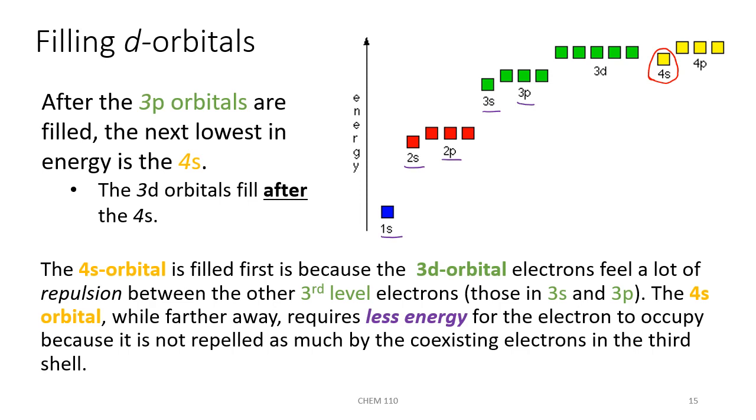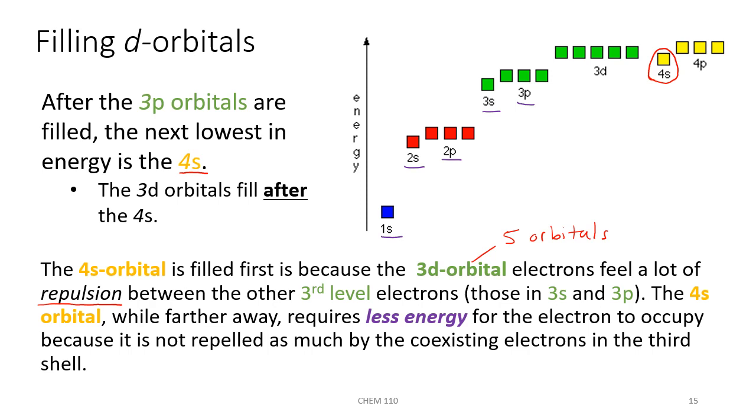The 4s is in a higher shell, but the energy is a little bit lower, and Mother Nature always likes to fill lowest energy first. So after the 3p orbitals, we will actually put electrons into the 4s. The 4s is filled before the 3d because the electrons in a 3d orbital feel a lot of repulsion between them. There's 5 3d orbitals within that subshell, and so it can hold 10 electrons, and those electrons experience a great amount of repulsion.